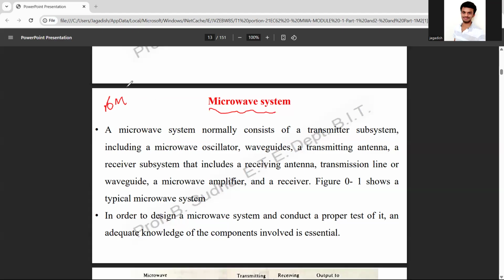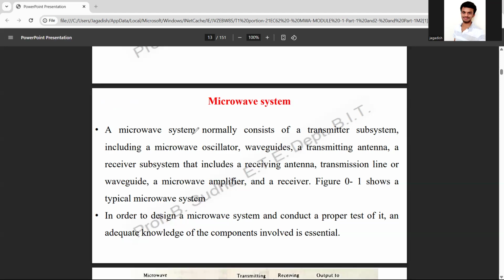How do you have to start? The question they will ask is to briefly explain the microwave system, or to write about the microwave system. This is how they ask the question in your exam. So how will you write? A microwave system starts like this.